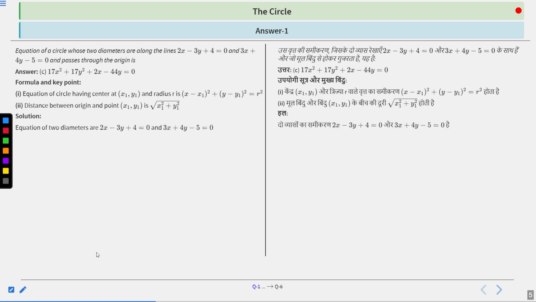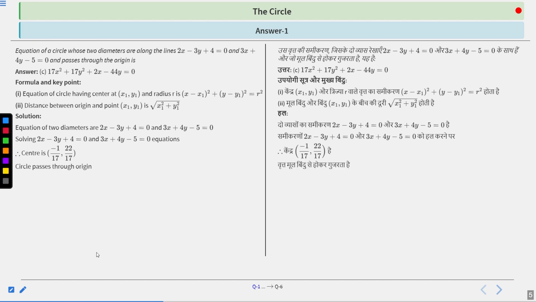Now the equations of the two diameters are given as 2x minus 3y plus 4 equal to 0 and 3x plus 4y minus 5 equal to 0. Now solving these two equations, we will get the center as minus 1 by 17 and 22 by 17. Clear? Now the circle basically passes through the origin. Clear?